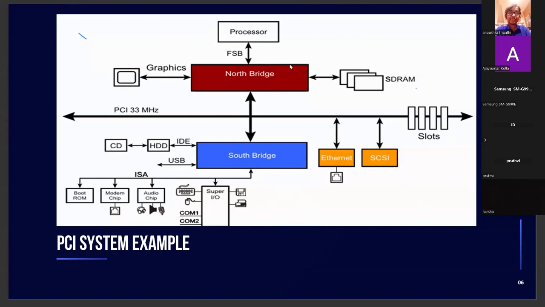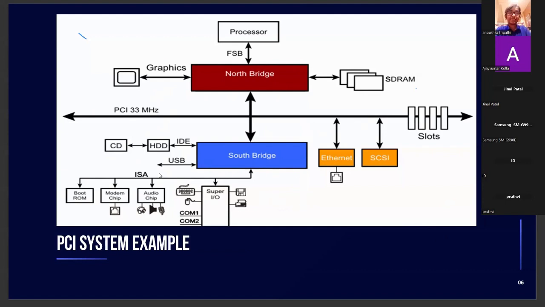So, any questions related to this architecture? So here we have a north bridge and south bridge. Is that just a name, or is there something inside? No, this is just an example. In the north, we have connected the processor, whereas in the south, we have connected the slower peripherals like ISA, IDE, USB.